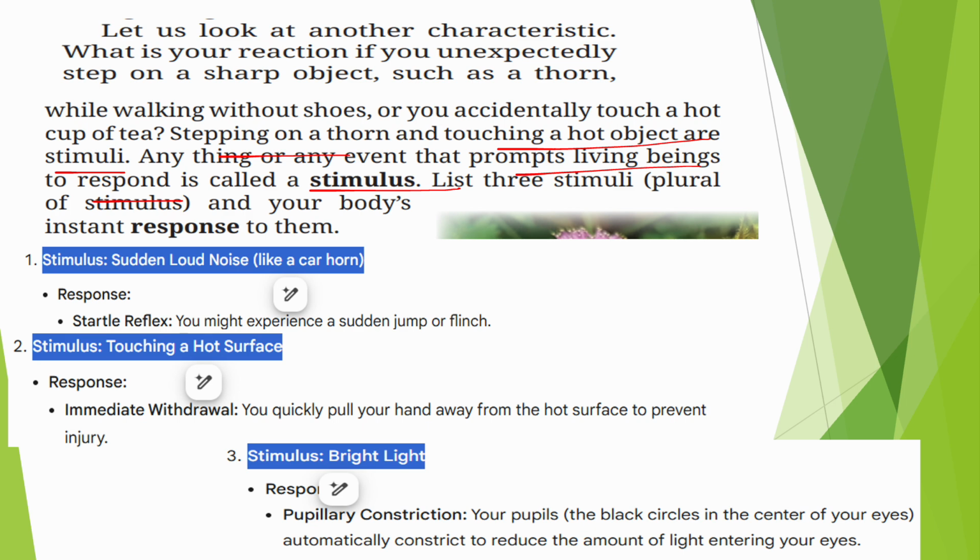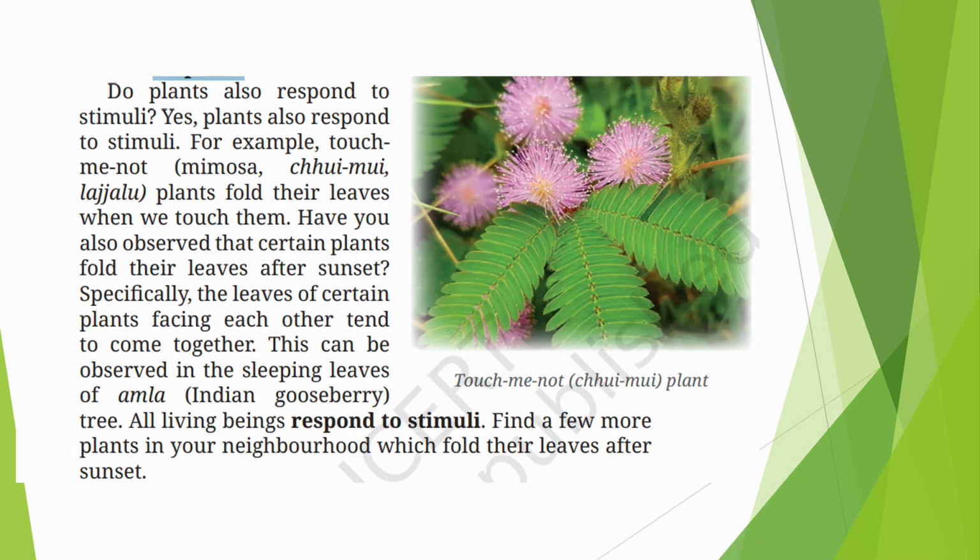Then stimulus, bright light. It is a stimulus. Then what will be your response? Your pupils, meaning the black circles in the center of your eyes, automatically constrict to reduce the amount of light entering your eyes. Do plants also respond to stimuli? Yes, plants also respond to stimuli.